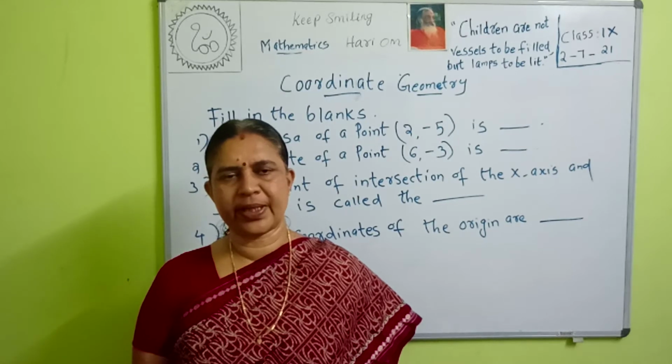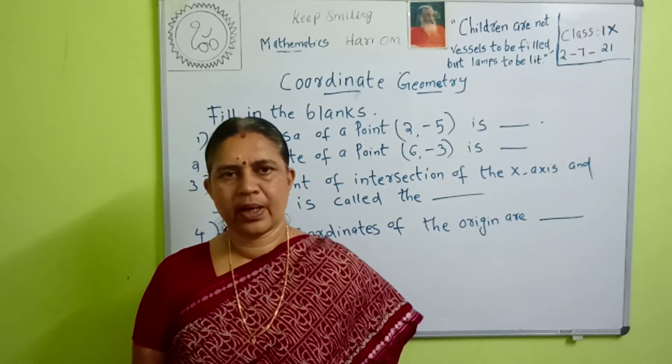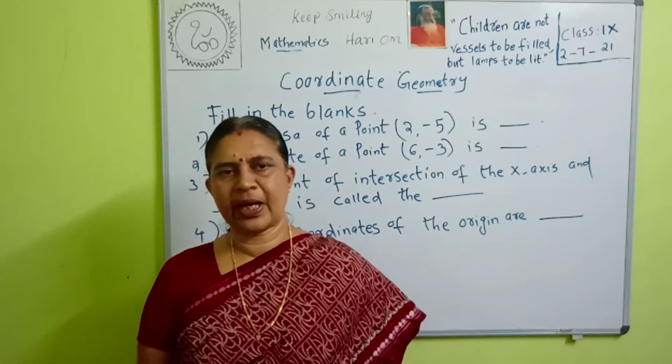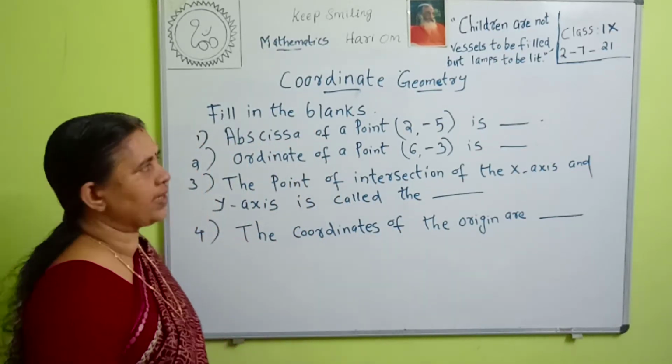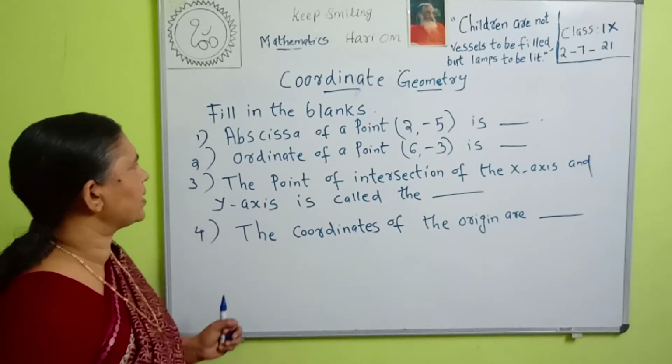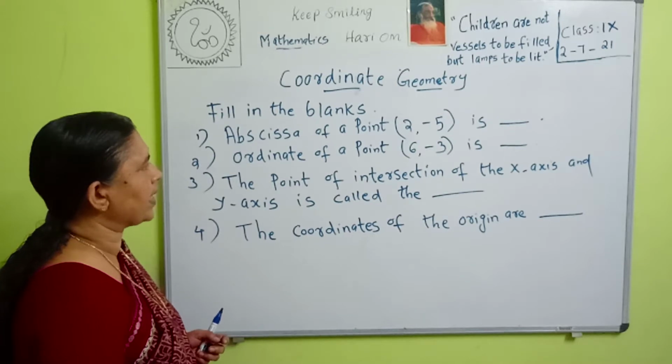Always remember it. Yesterday we studied a new lesson, coordinate geometry. Today we can do some problems. Okay? We can revise it. Fill in the blanks. Abscissa of a point (2, -5) is dash.